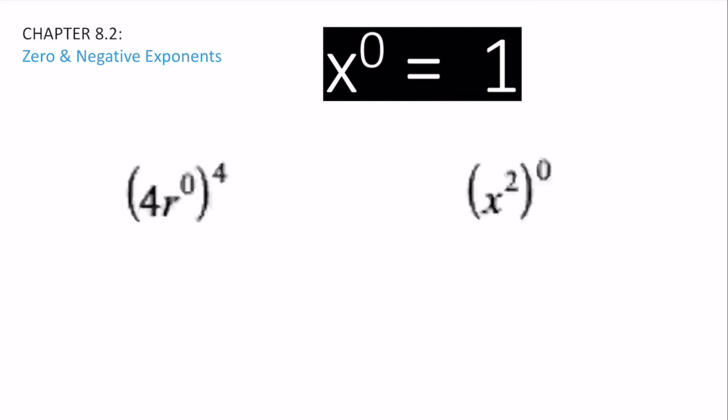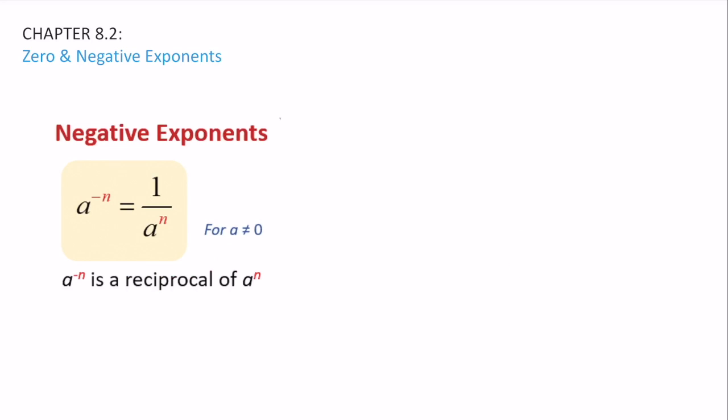All right, so we can apply this. The first one, only the r is being raised to the 0 power. So only this is turning into 1, right? So I can think about this. I still have 4 times 1. That's all being raised to the 4th power. So I just have 4 to the 4th power, which is just 4 times 4 times 4 times 4, which is 16, 64, 256. And over here, though, the entire quantity is being raised to the 0 power, so the whole thing just becomes 1.